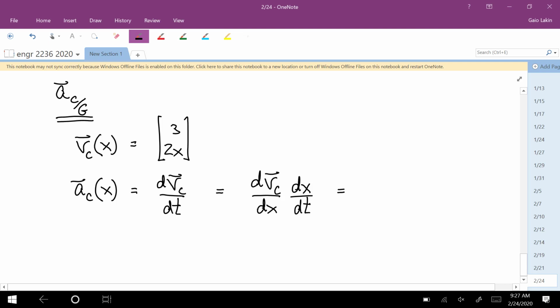So dv/dx is 0 in the x direction, 2 in the y direction. And then we're multiplying it by the x component of the velocity, which is 3. And so we just get an acceleration of 0, 6.